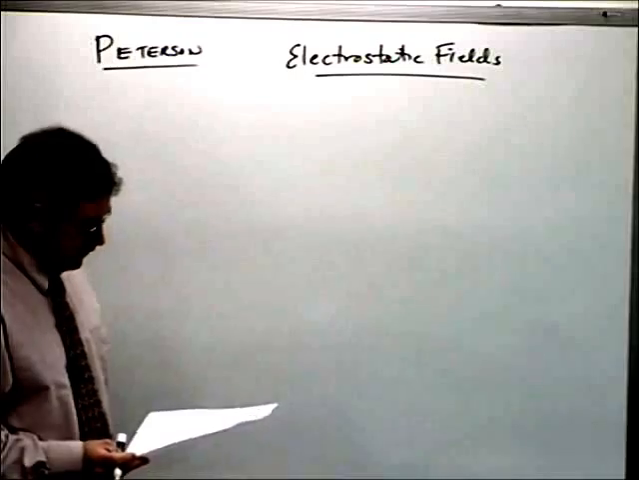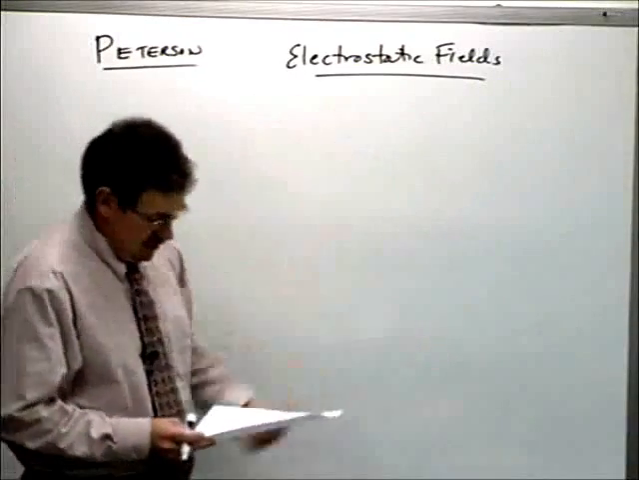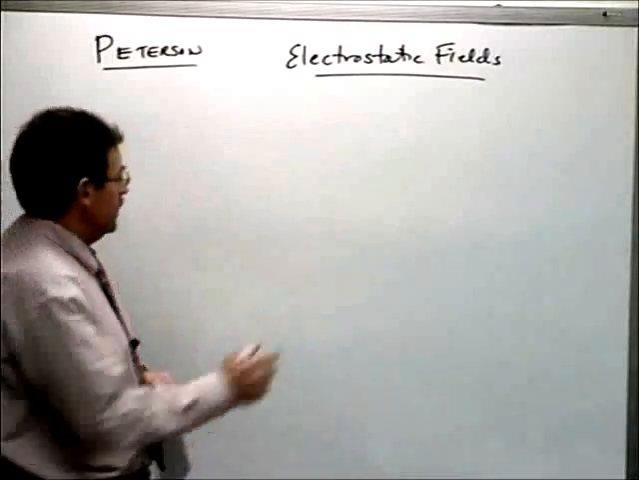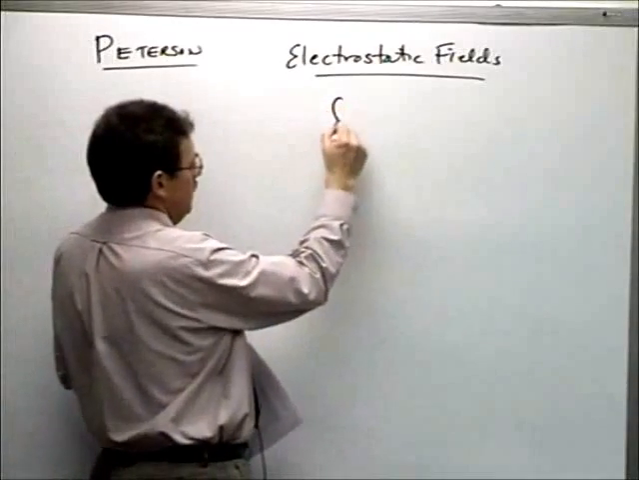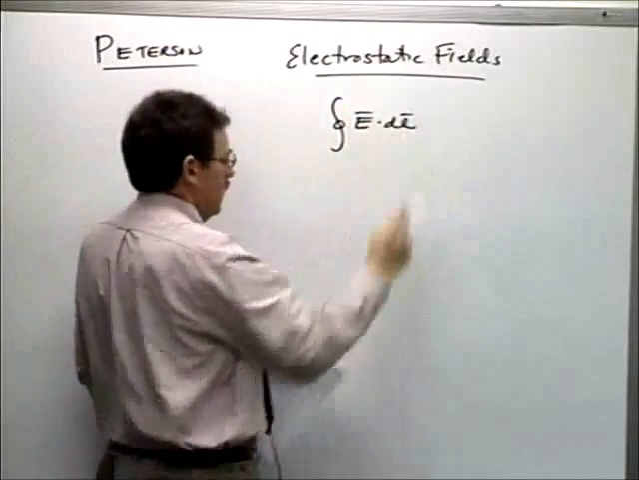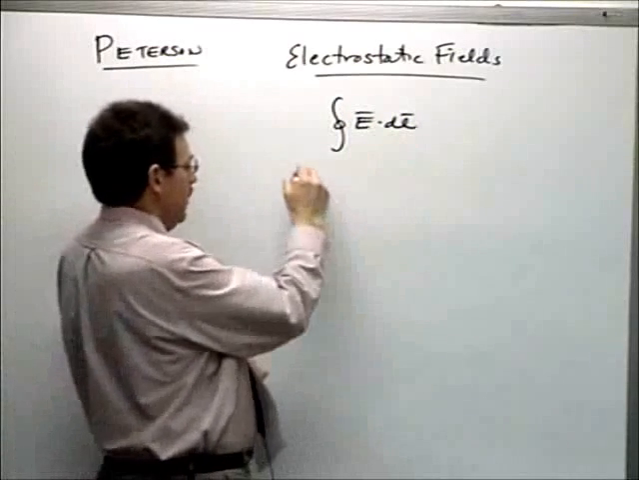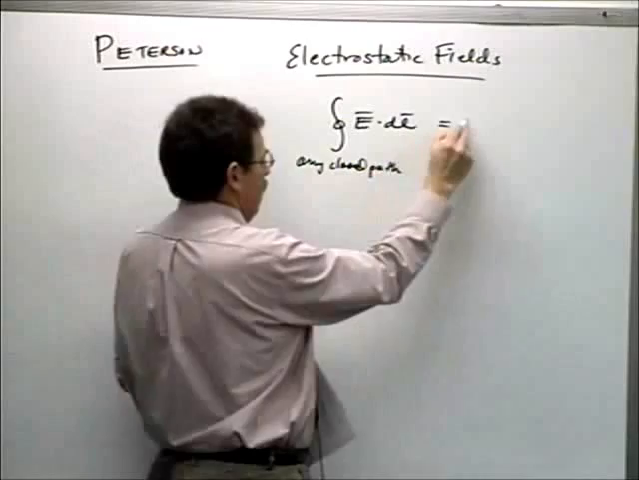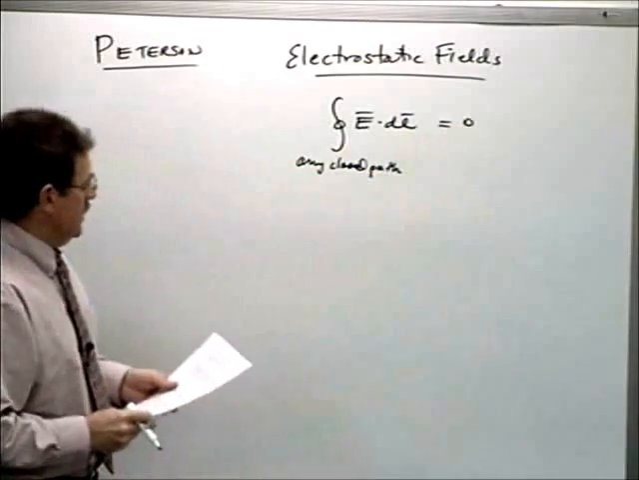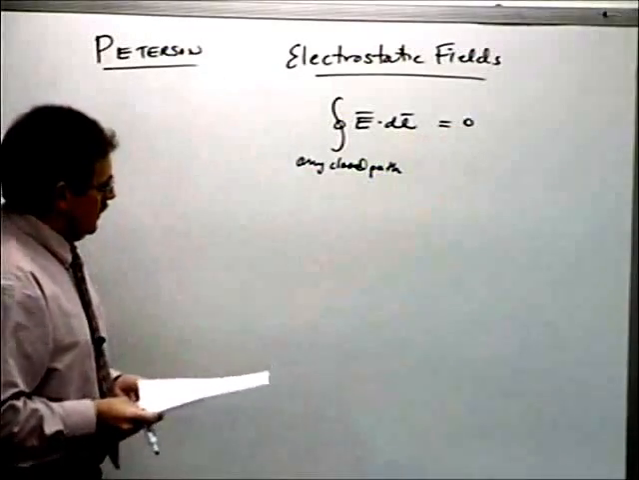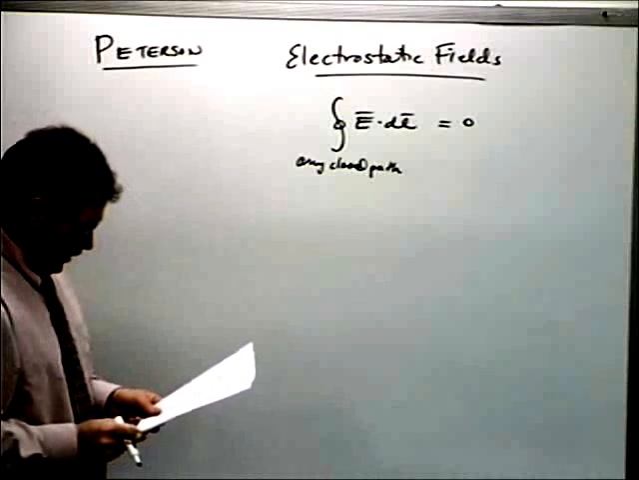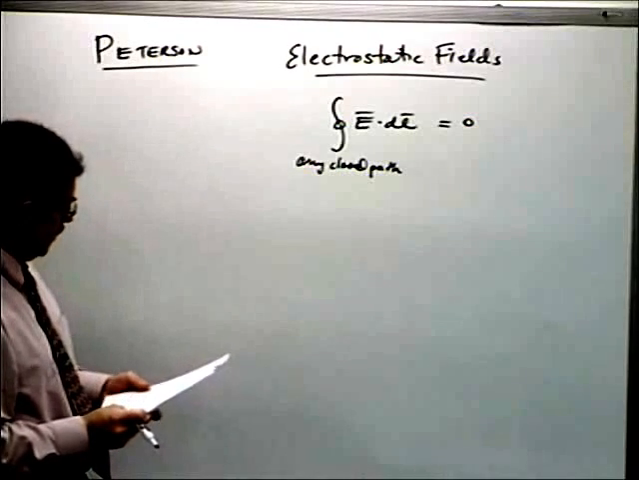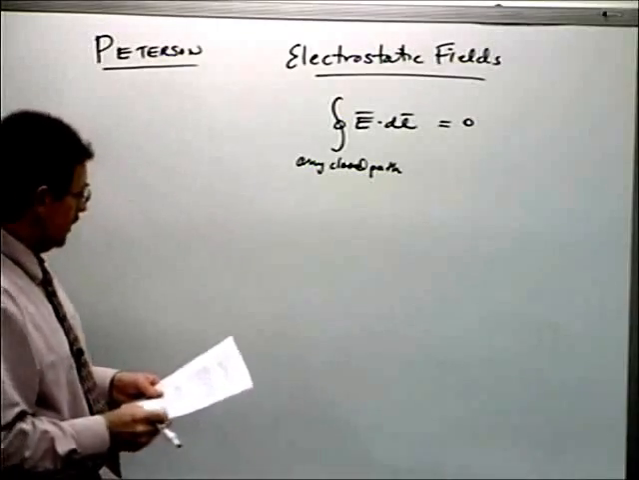So up until now you've talked about some of these equations. One of these equations says the integral of E dot dl around a closed path equals 0, or that E is a conservative vector. You may have talked about that in a couple of different contexts. I think you did some line integrals last time.